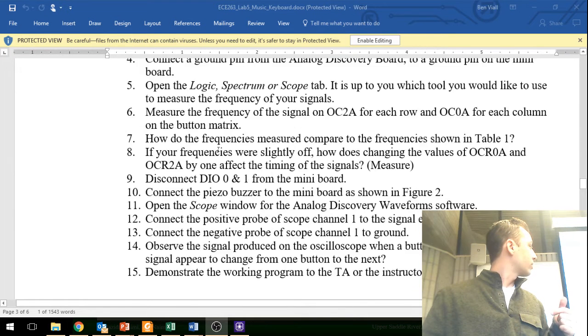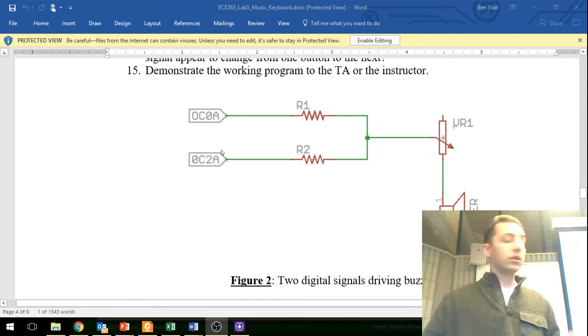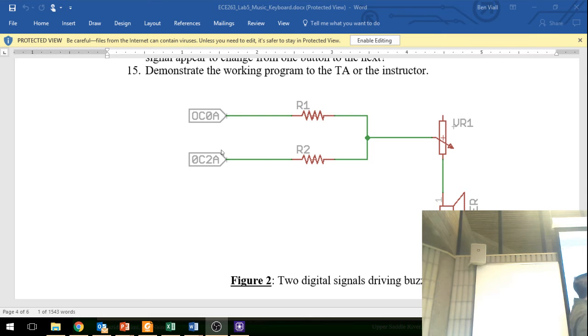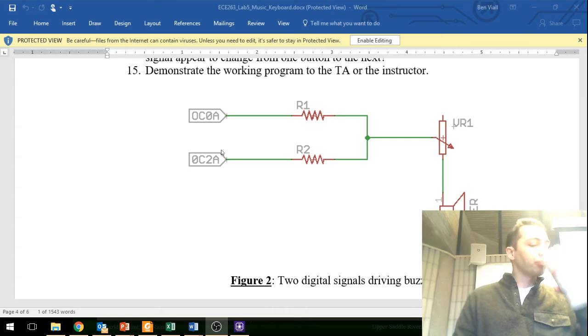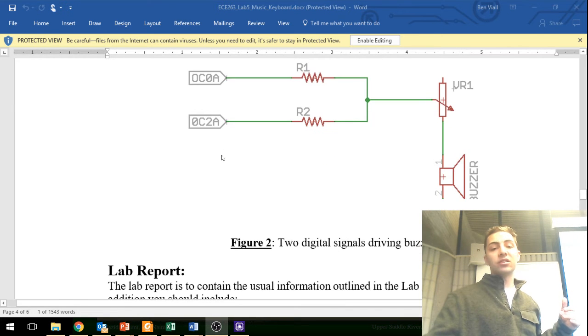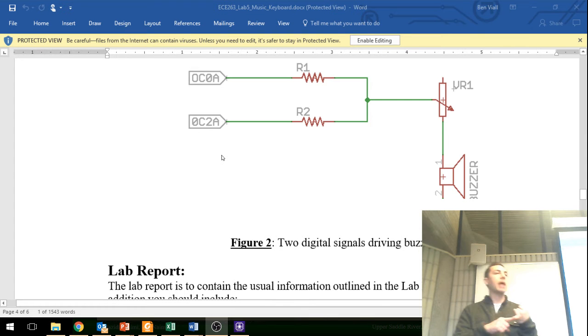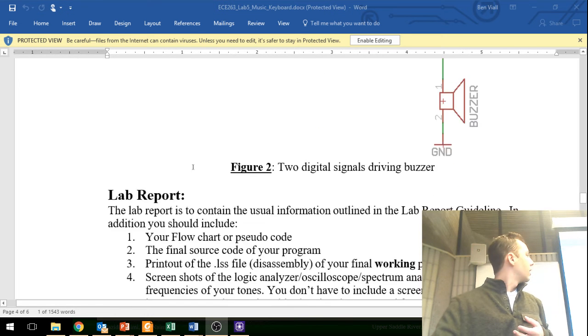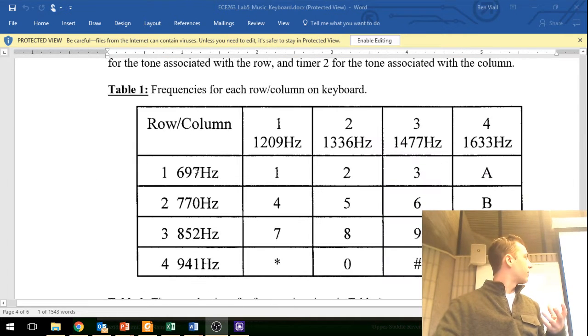Your job is to create 2 sounds. One sound is going to come out of OC0A. That's timer 0. One sound is going to come out of OC2A. What I've put in here is just a little mixing circuit. It's going to go to a buzzer. So for this lab you're going to get a keypad and a buzzer. You can pull resistors out of the stockroom drawers. That's really all the physical stuff that's required.